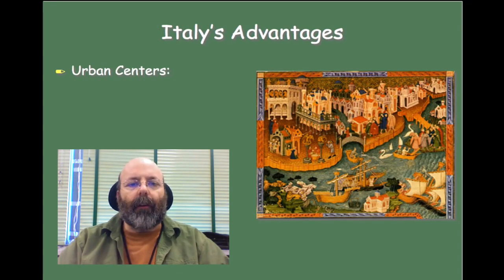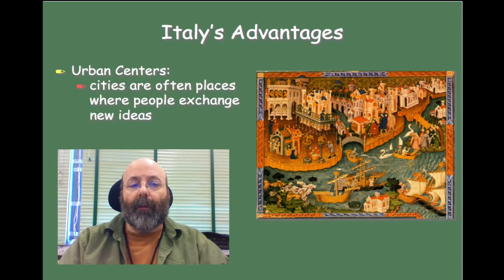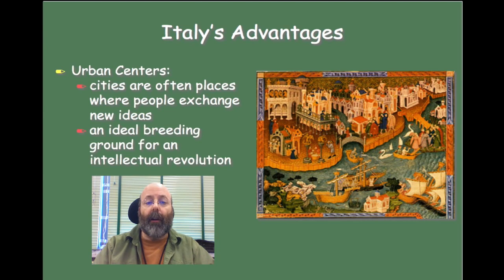Okay, Italy's advantages. First of all, you had urban centers in Italy. For instance, these cities were often places where people exchanged new ideas. In addition, they were ideal breeding grounds for an intellectual revolution. Keep this in mind. When you're looking for some cultural event to go to or some kind of an intellectual activity, you're usually going to go to a city.